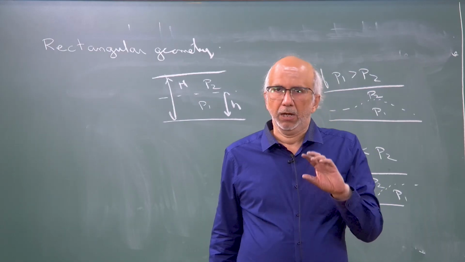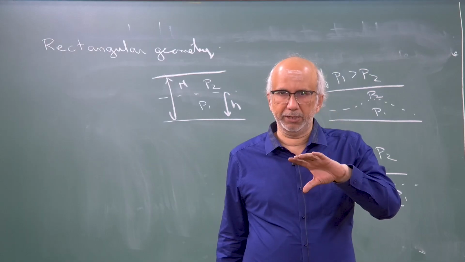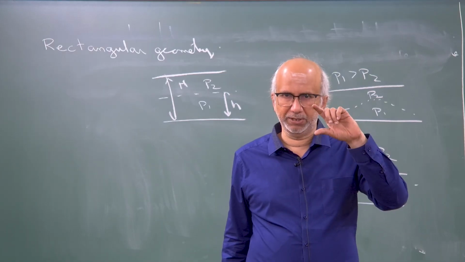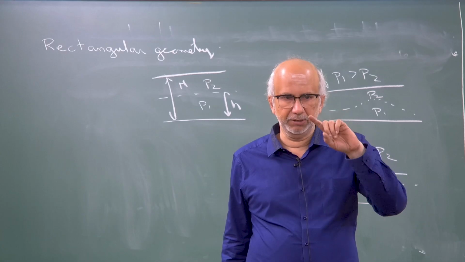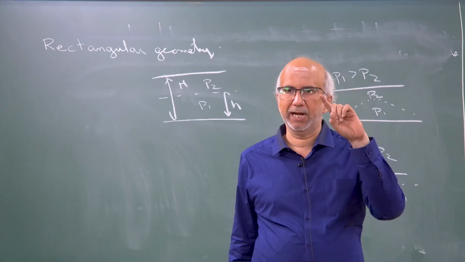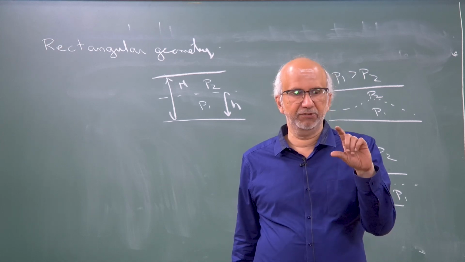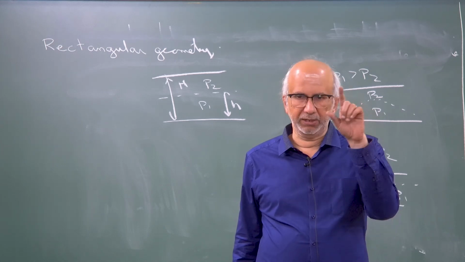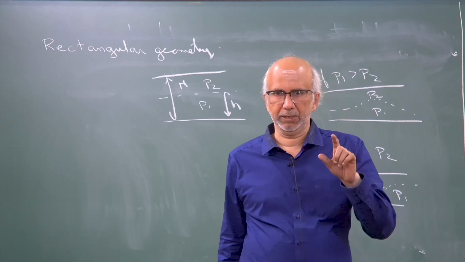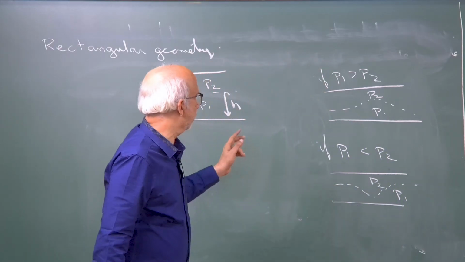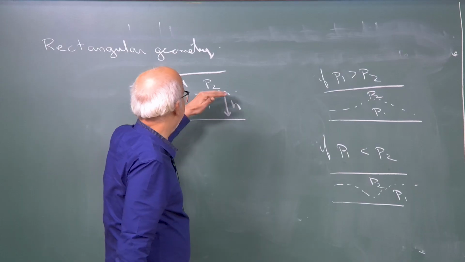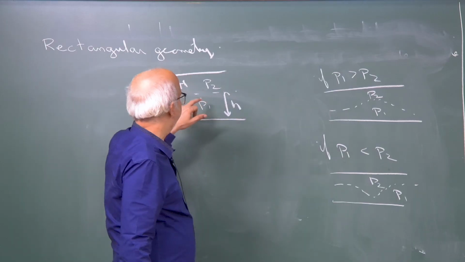So, let me just repeat one more time. In the circular geometry, there is a pressure difference between the two fluids at every z, every axial position. The reason why there is a difference is because of the curvature of the interface. Whereas in the rectangular geometry, if you assume that the interface is flat, the pressures are going to be equal.